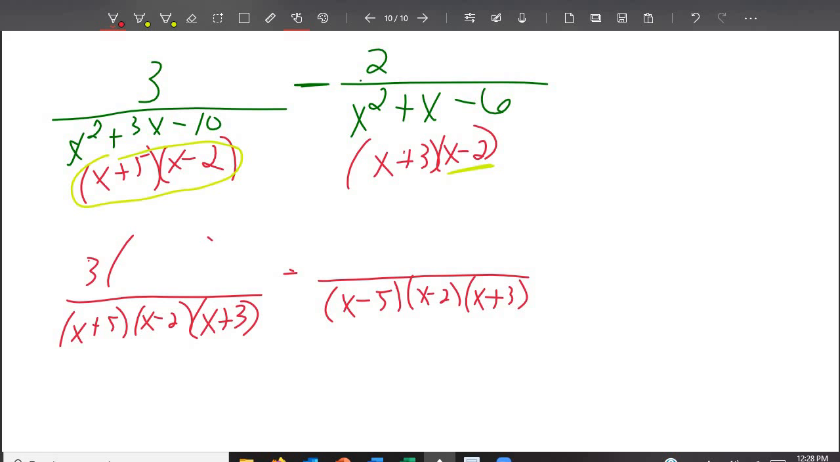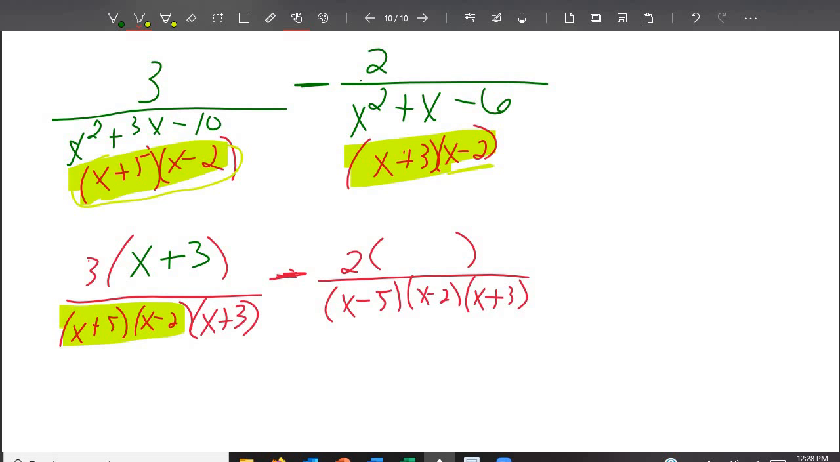Which means we're going to have to multiply the tops by something. Well, here comes my highlighter. Here's the original. What's not highlighted goes in the top. Come to the second one. Here's the original. What's not highlighted goes in the top.